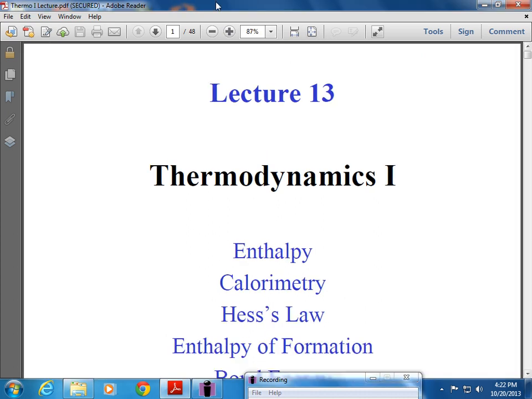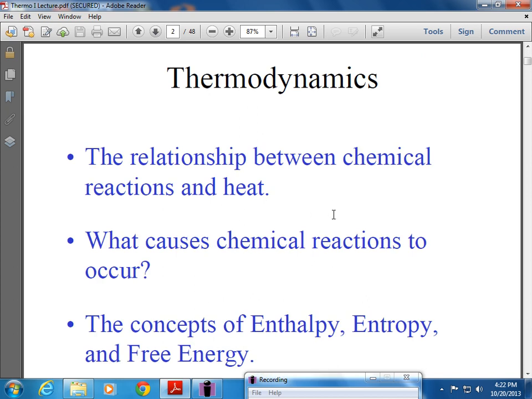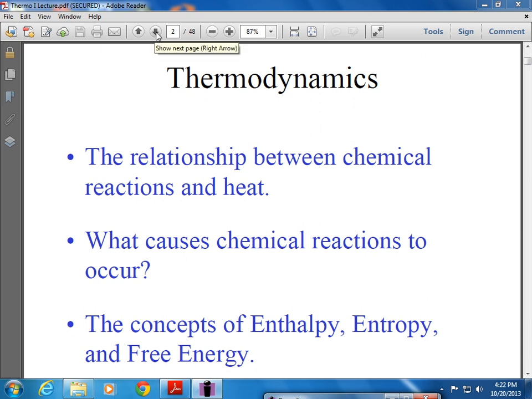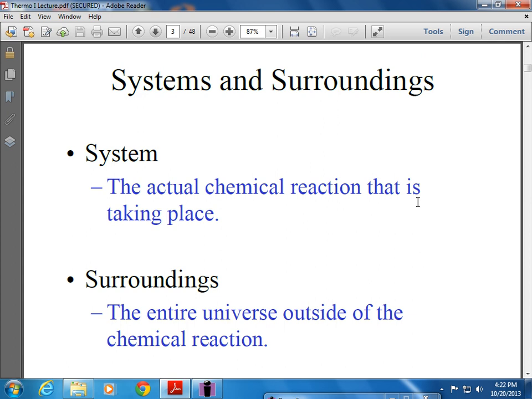As we think about what goes on in a chemical reaction, we're going to talk about the relationship between chemical reactions and heat, what causes chemical reactions to occur in the first place, and a lot of times we're dealing with energy. We're going to talk about things called enthalpy, which is kind of like energy, entropy, which is disorder, and then we'll also talk about the idea of free energy. When we deal with free energy, we'll talk about how some things want to happen spontaneously and other things do not.